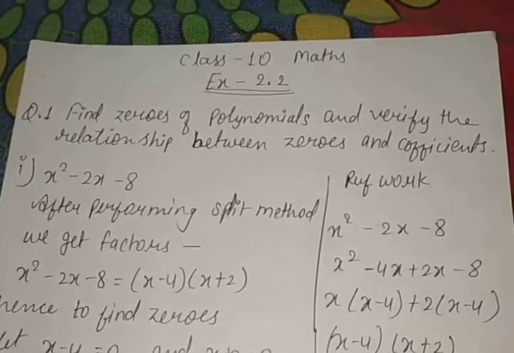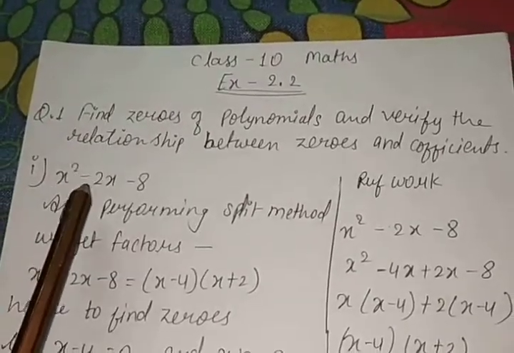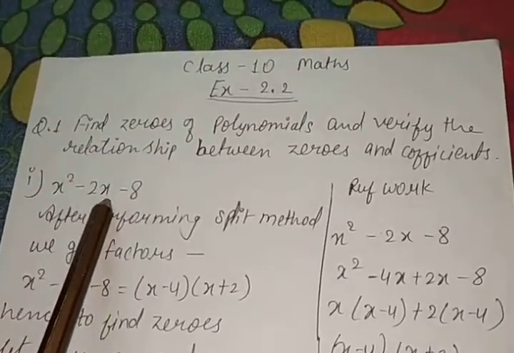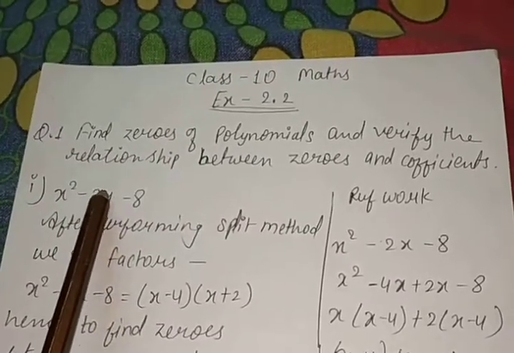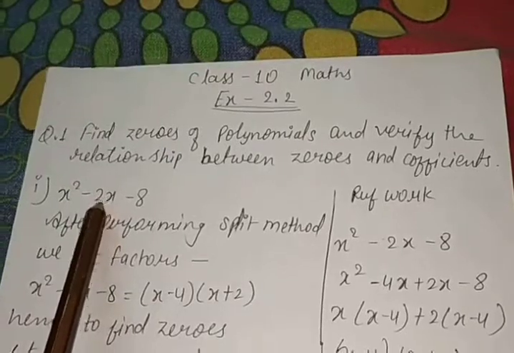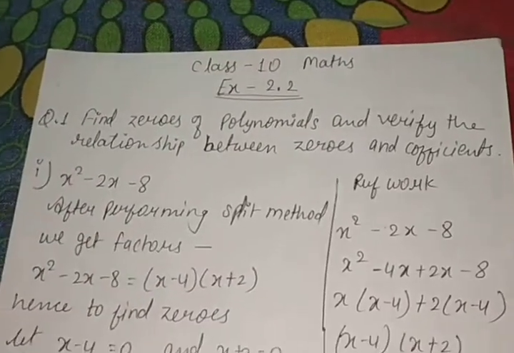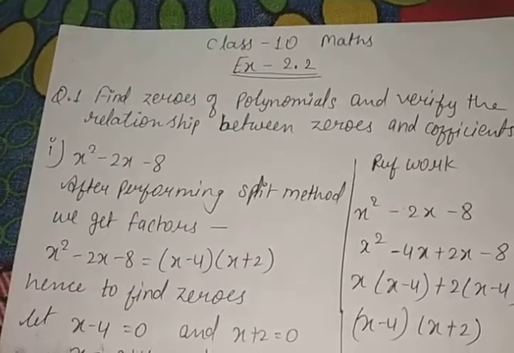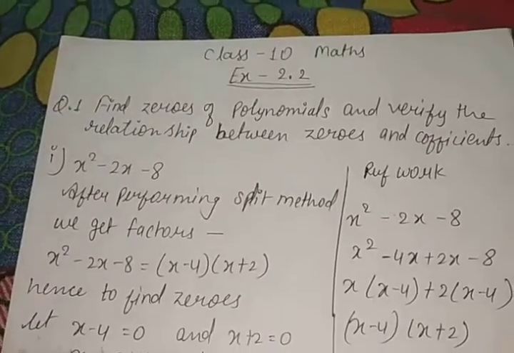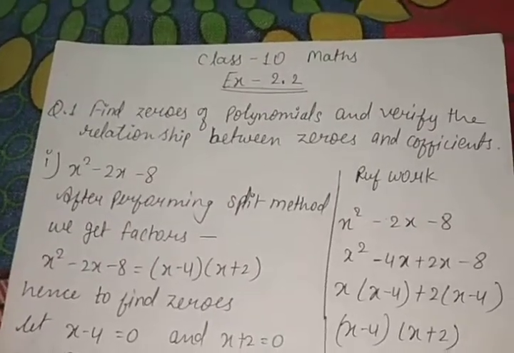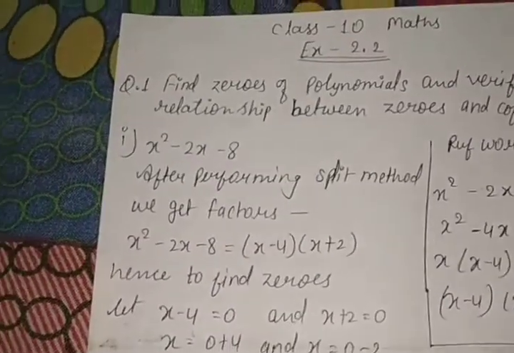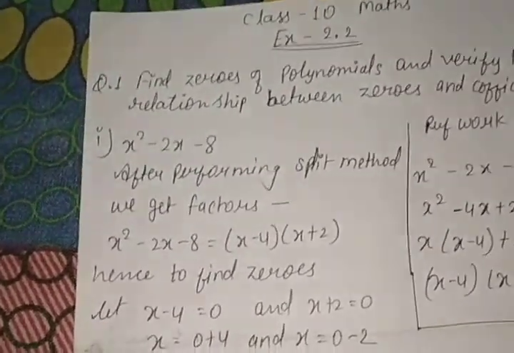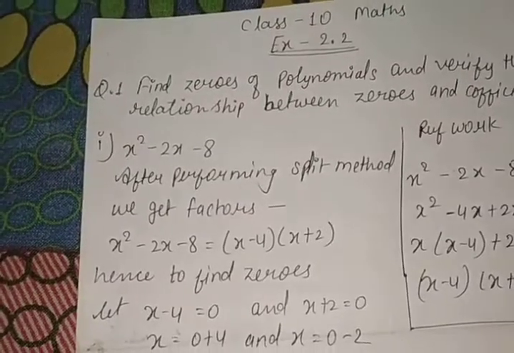And the coefficients, for example, 2 is the coefficient of x because 2 is multiplied with x. So that's why we can say that minus 2 is the coefficient of x. We have to find zeros of the given polynomial and establish a relationship between the zeros and the coefficients of the polynomial. The first part of the first question is x square plus 2x minus 8.